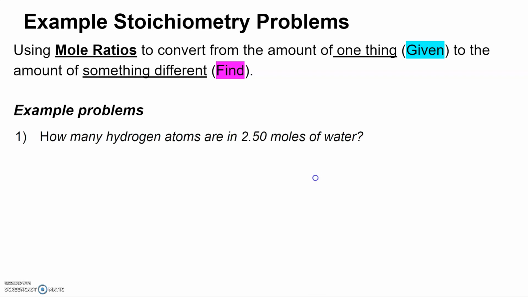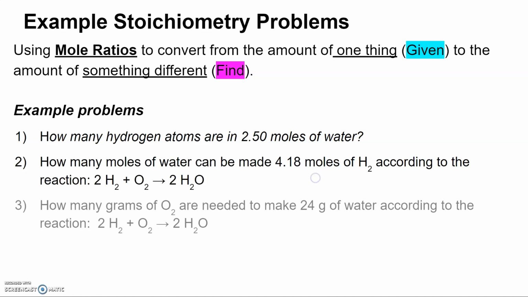So here are some example problems that would be classified as stoichiometry problems. First one, how many hydrogen atoms are in 2.5 moles of water? Second, how many moles of water can be made from 4.18 moles of H2 according to the reaction shown, which is 2H2 plus 1 O2 goes to form 2H2O. And how many grams of O2 are needed to make 24 grams of water according to that same reaction?